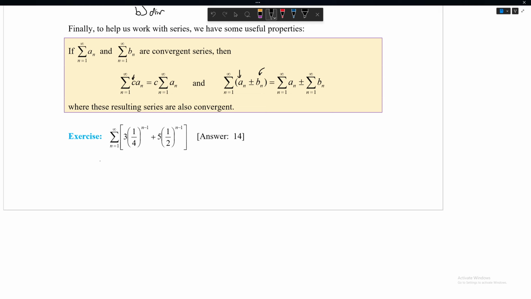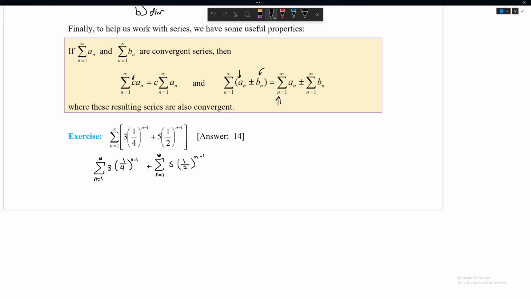Okay, I'm talking too much here, so let me calm down for a bit and start over. This is adding. Since I want to get the sum, I can split it into two parts. So what I can do is the sum as n equals 1 of 3 times (1/4)^(n-1), plus the sum as n equals 1 of 5 times (1/2)^(n-1).